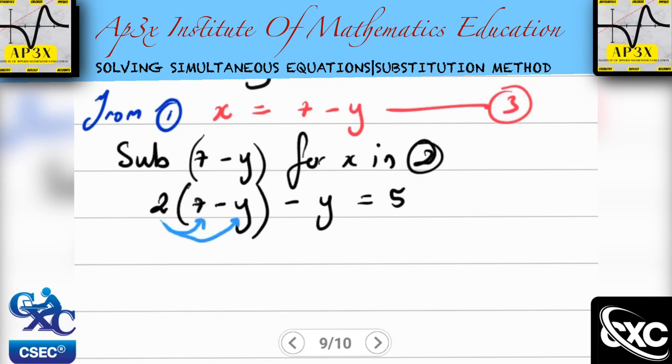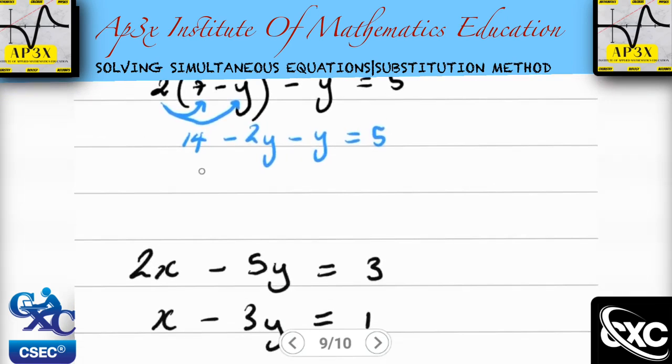So then I end up with 2 times 7, 14, 2 times negative y, negative 2y, minus y equal 5. Now I can fix this equation up a little bit here by saying negative 2y minus y, and then of course I'm going to have 5 on the right side. I'm going to simply transpose the 14 to that side, so I'm going to have negative 14 here. So that's 5 take away 14. So I've just transposed like terms.